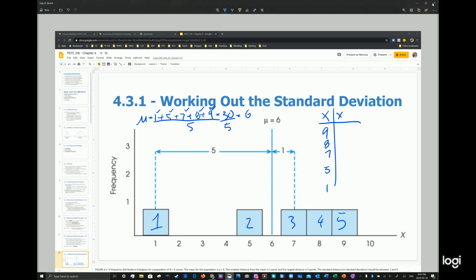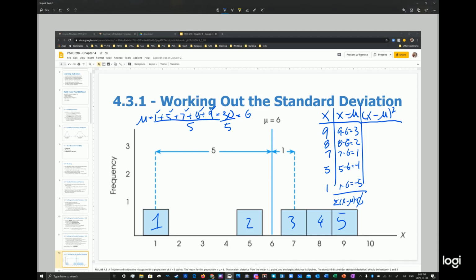All right, so then we go first thing, deviation scores, which we need to work with to get our square deviations. So our first one is 9 minus 6, well, that's 3. 8 minus 6, that's 2. 7 minus 6, that's 1. 5 minus 6, that's -1. 1 minus 6, well, that's -5. Again, if we add all these up, you got 3 plus 2 plus 1, that's 6, plus -6 plus -1 plus -5, well, that's going to be 0.